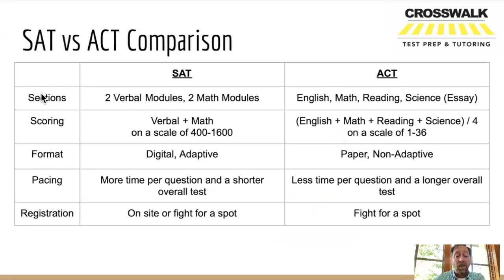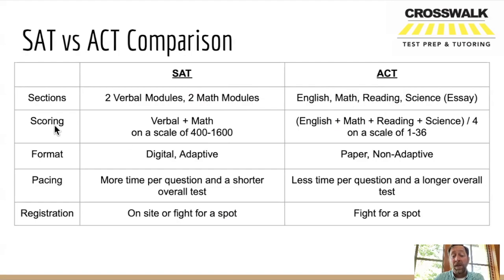Notice these sections. SAT is 2 verbal modules with 2 math modules. ACT is also 4 sections, but divided between English, math, reading, and science. Notice that math is half of your SAT. It's only 1/4 of your ACT. So if you're more math inclined, SAT might be better for you. If you're less math inclined, ACT might be better for you.